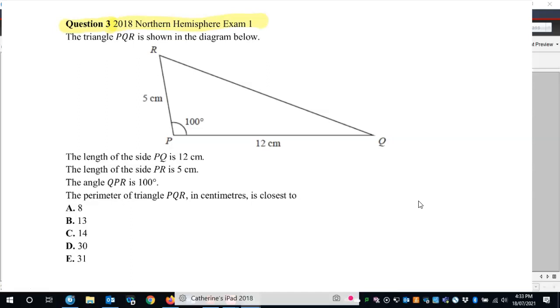The length of side PQ is 12 centimetres. The length of side PR is 5 centimetres. Angle QPR is 100 degrees. The perimeter of triangle PQR in centimetres is closest to. So here we've got to figure out this side here, and then because we've got to find the perimeter, we add it all up.